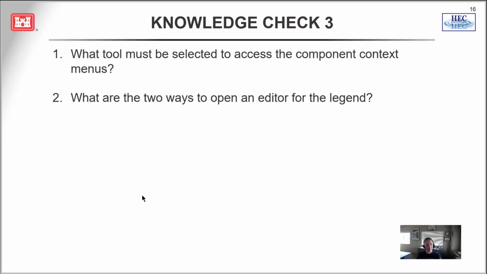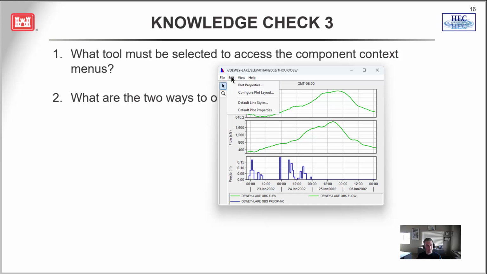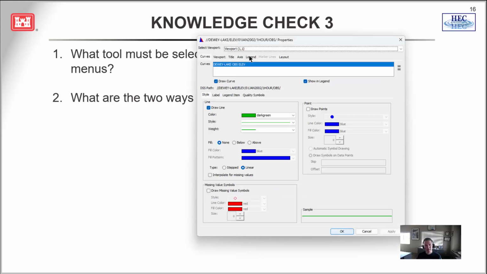What are two ways to open an editor for a legend? All right, we covered that. You can right-click on the legend here and choose Edit Properties, or you can go to the Edit menu and choose Plot Properties, and then go to the Legend tab.